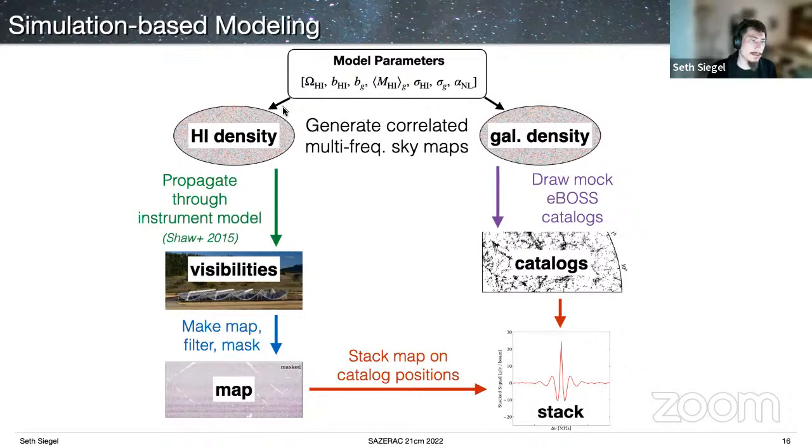We're drawing correlated fields for the H1 density and galaxy density, and then drawing mock catalogs from this galaxy density field, which is correlated with the underlying 21 centimeter simulation and based off a single realization of large scale structure. And all of this is done using a forward modeling technique. So we start with these model parameters that tell us what the cross power spectrum of the H1 and 21 centimeter is. And then we stack our simulations on the mock catalogs to construct a stack and compare that to our measurements rather than trying to reconstruct the cross power spectrum from the measurement directly.